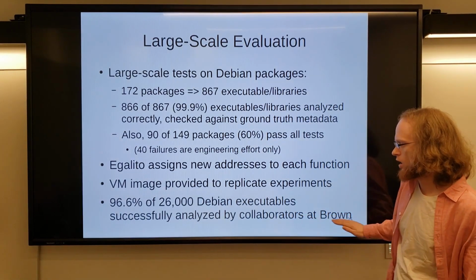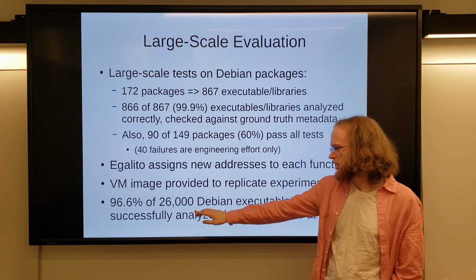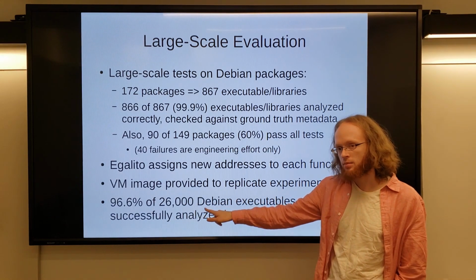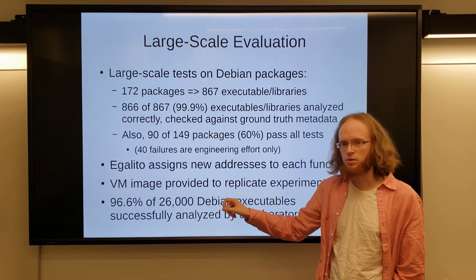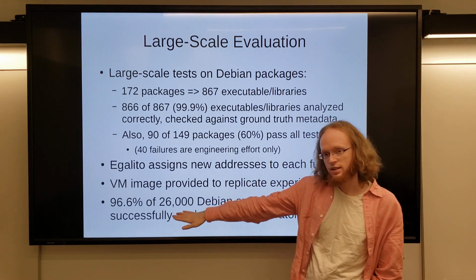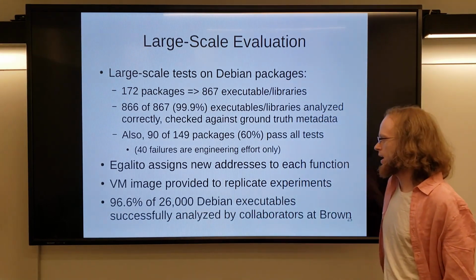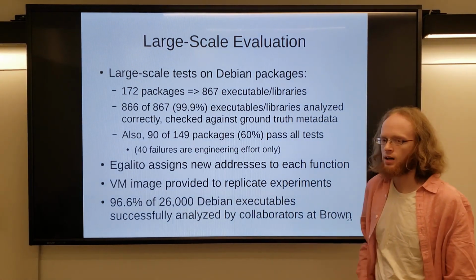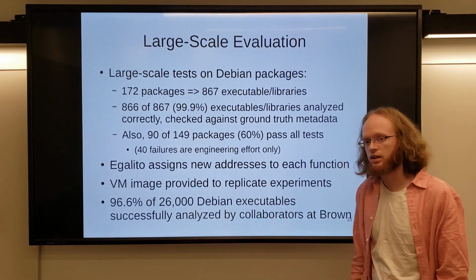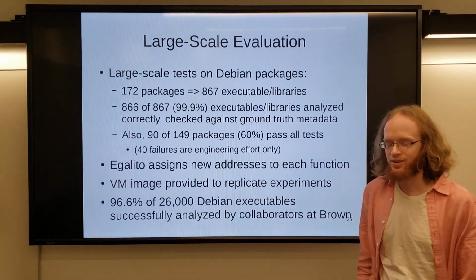Lastly, I want to mention that our collaborators at Brown have been analyzing all of the Debian programs that are C, C++, and position independent, and there's 26,000 of them. And we are able to parse close to 97% of them correctly right now. So that's pretty cool too.